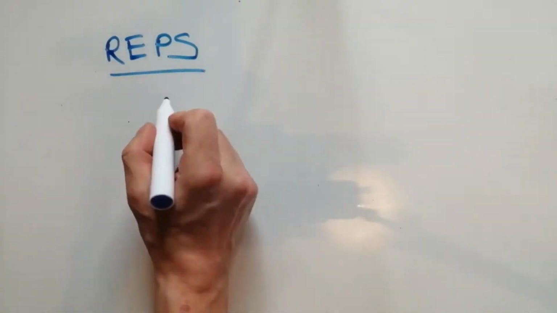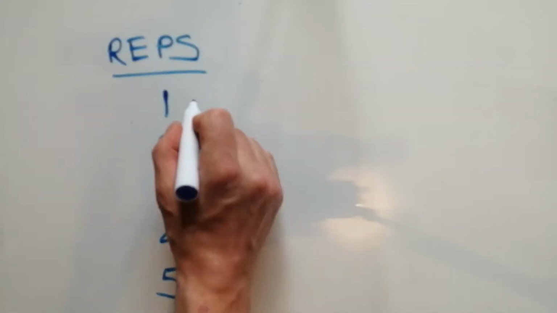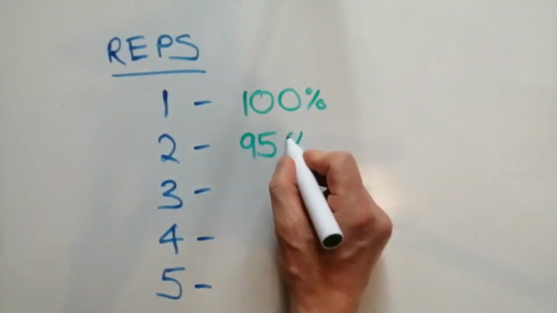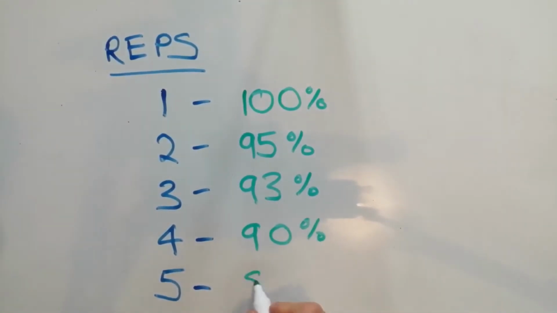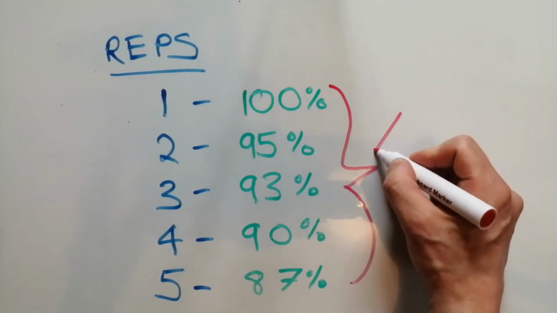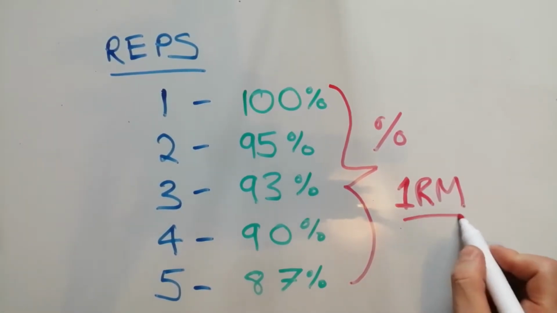So here we see a rep max chart. The rep max chart shows us how many reps we can do at any given percentage of our 1 rep max if it was a maximum effort set, i.e. no more reps could be done.